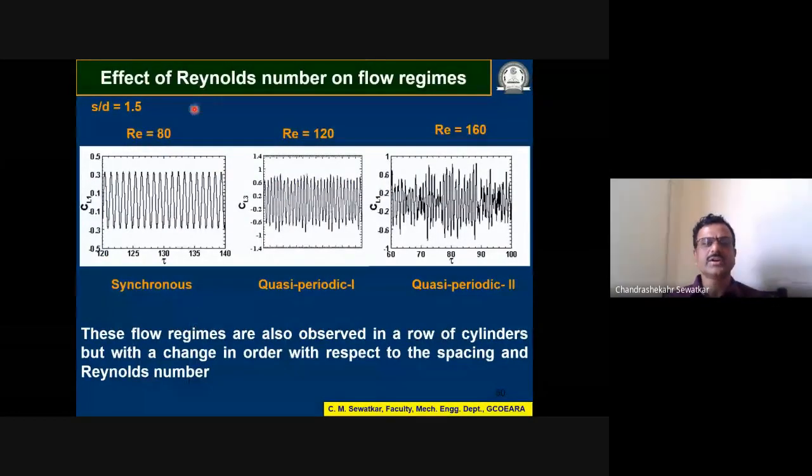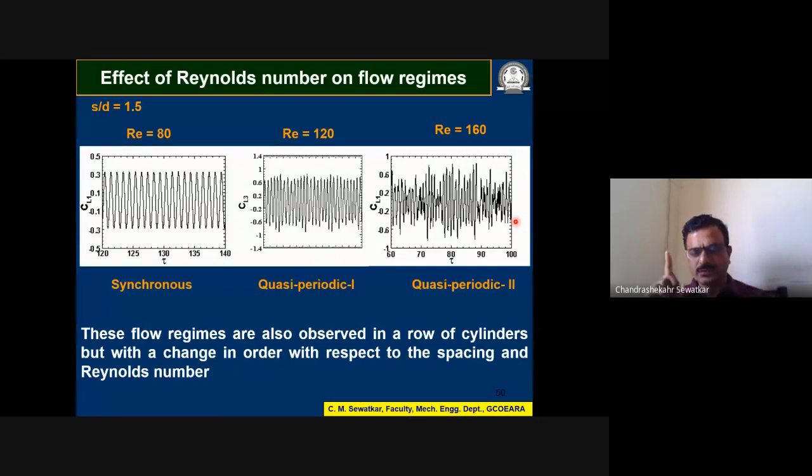We have also tried to understand the effect of Reynolds number. We have worked with a fixed S by D of 1.5. At low Reynolds number, flow is synchronous in nature. At Reynolds number of 120, it's quasi-periodic 1. At Reynolds number of 160, it's quasi-periodic 2. If we further increase the Reynolds number, we expect it to be chaotic. So in the earlier case, at high Reynolds number, flow was synchronous. Here, at low Reynolds number, flow is synchronous.